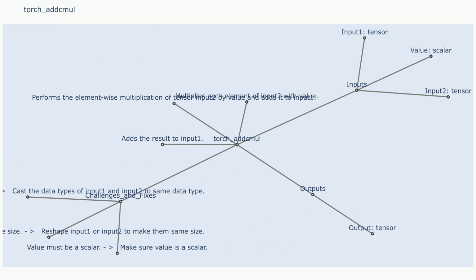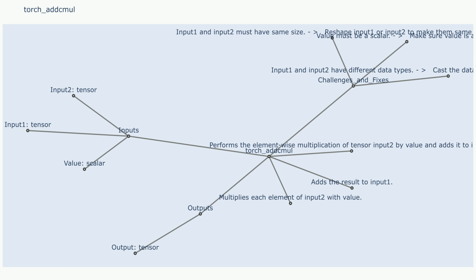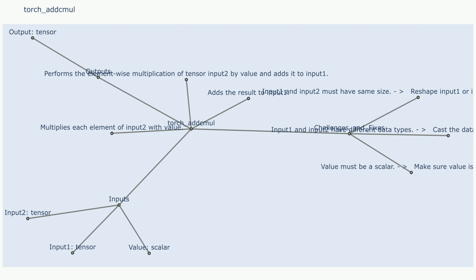Sample use case that resulted in challenge 1: torch.addcmul(torch.tensor([1, 2]), torch.tensor([1, 2, 3]), ...). Fixes to challenge 1: ensure that the tensors have compatible dimensions for broadcasting. You can use the torch.broadcast_tensors function to check for broadcast compatibility.